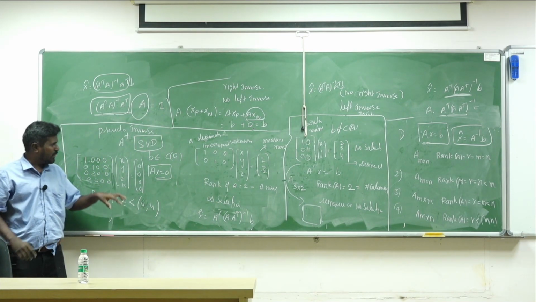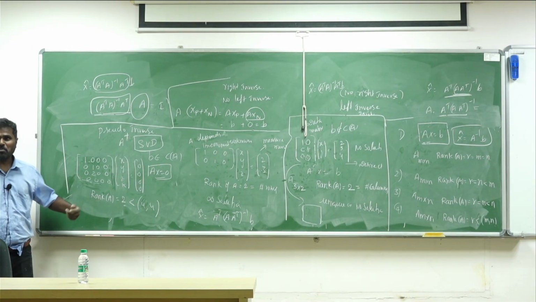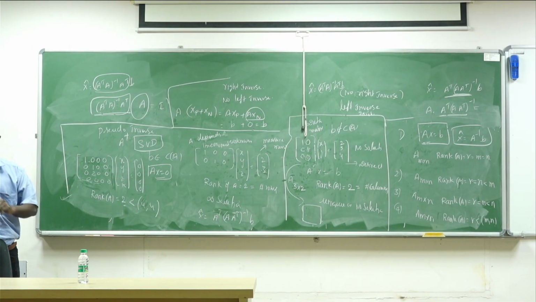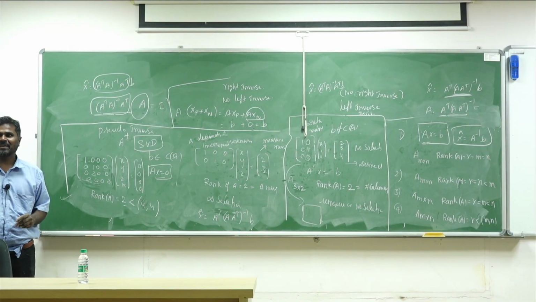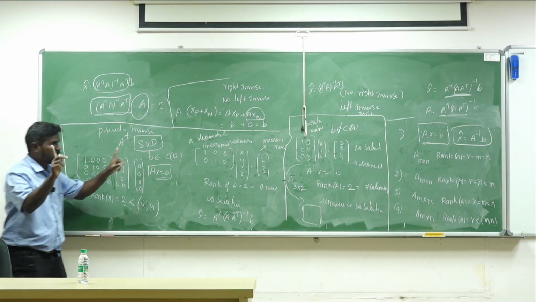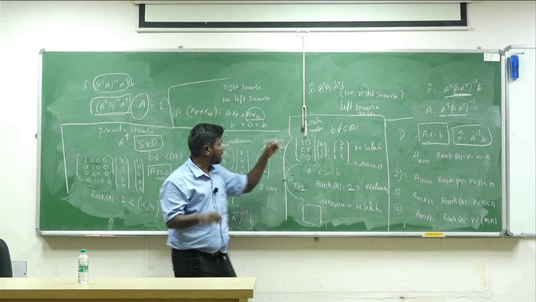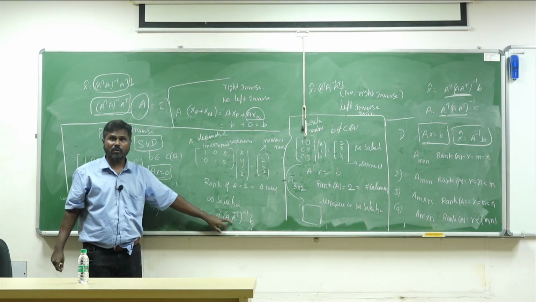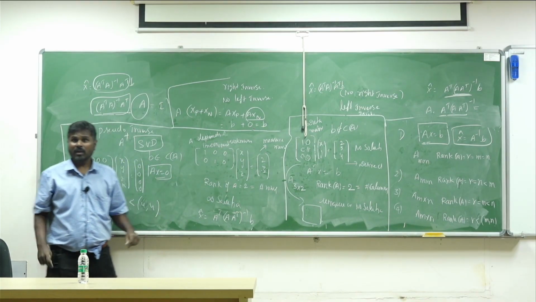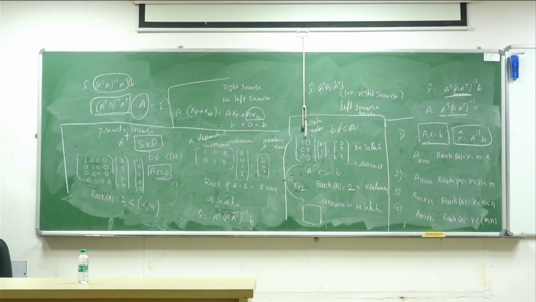If you want a solution to this, then you combine the left inverse and right inverse. You observe that for this solution we work with A transpose A, and for this solution we work with A transpose. So if you want to have the solution, you have to work with the two matrices, A transpose and A transpose A.